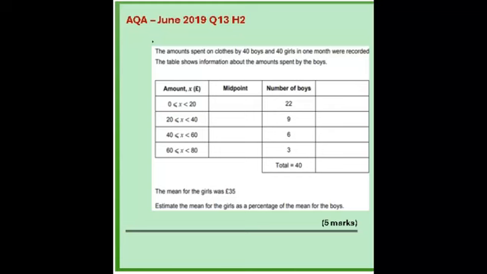Here we have a problem from June 2019. It is question 13, paper 2. It is a statistics problem. You read the information that you are given there. Try to solve the problem yourself, find the solution, and once you're done, you can compare with my solution.